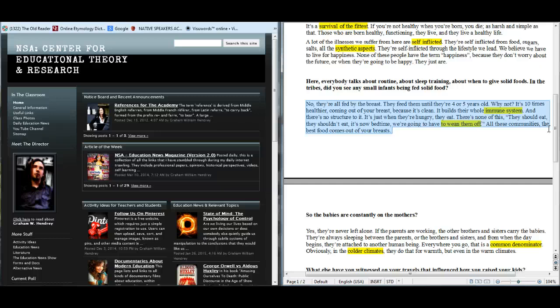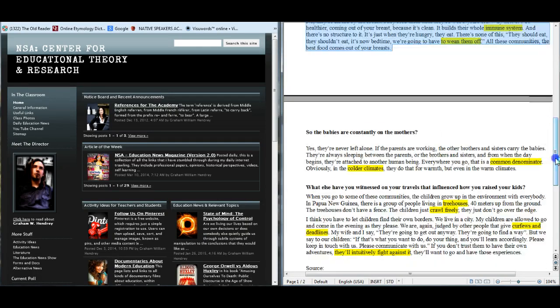So, the babies are constantly on the mothers. Yes, they're never left alone. If the parents are working, the other brothers and sisters carry the babies. They're always sleeping between the parents or the brothers and sisters. And from when the day begins, they're attached to another human being. Everywhere you go, that's a common denominator. Obviously, in the colder climates, they do that for warmth. But even in the warmer climates, they need the contact with the parent. All children need that contact. Skin on skin.